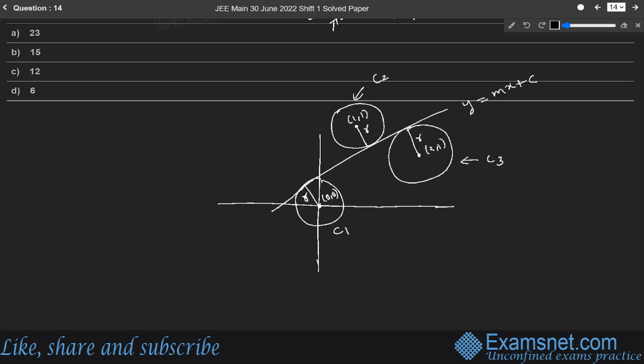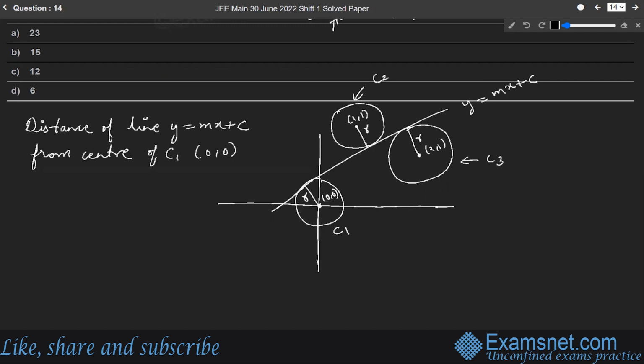So firstly, we will calculate the distance of the line from the center of circle C1. What is the line? The line is y is equal to mx plus c. Distance of this line from the center of C1, which is (0, 0). So what will be its distance? It is the perpendicular distance. You can see that whenever a tangent is made to a circle, it makes an angle of 90 degrees. Okay, this point makes an angle of 90 degrees. It means that this is a perpendicular.